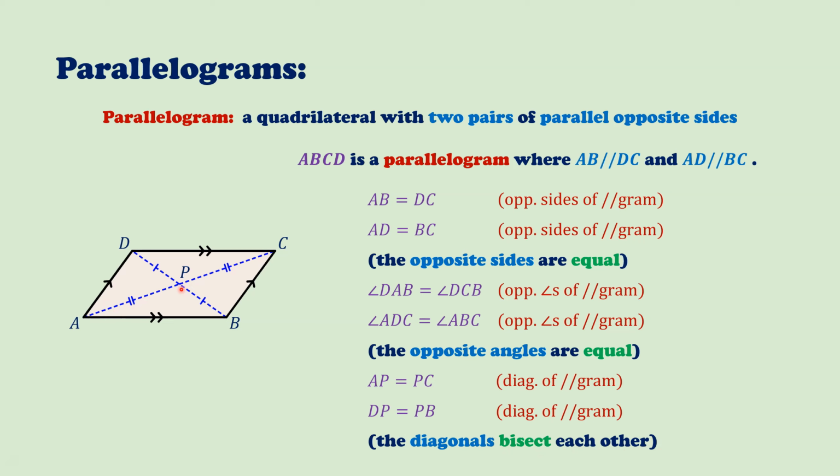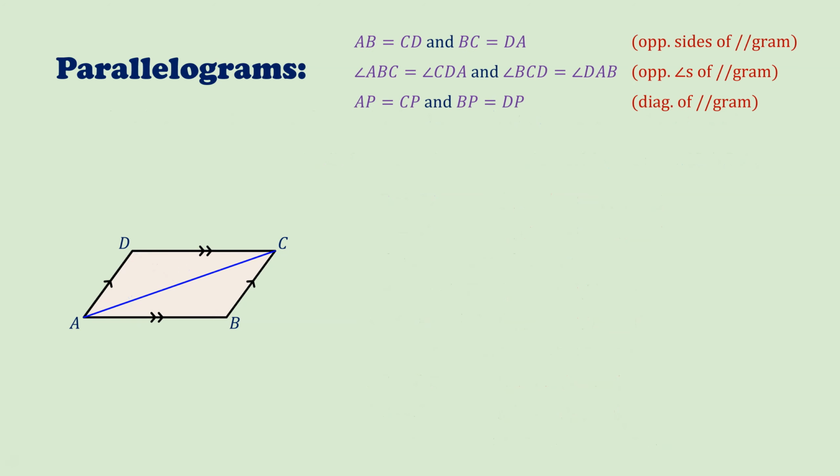That means if the diagonals intersect at the point P, then this point P is always the midpoint of both diagonals. In other words, AP is equal to PC and DP is equal to PB, and this property is referred to as diagonal of parallelogram. Now let's see why these properties are always true.